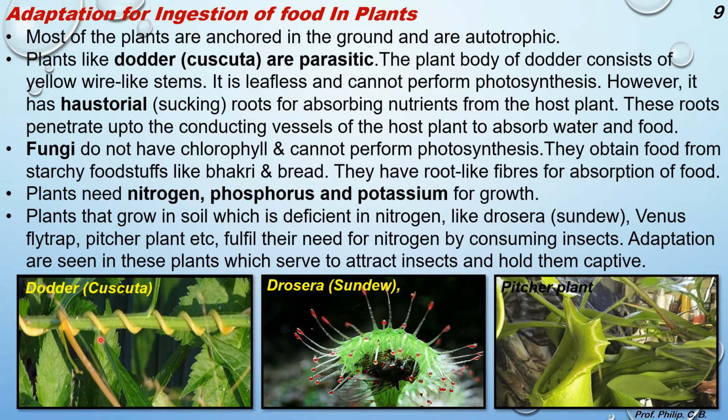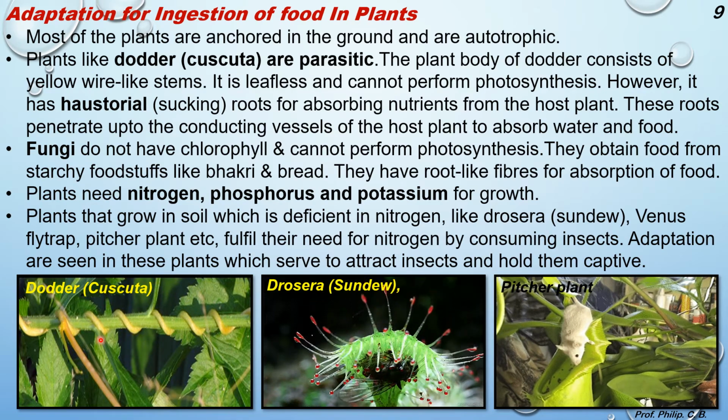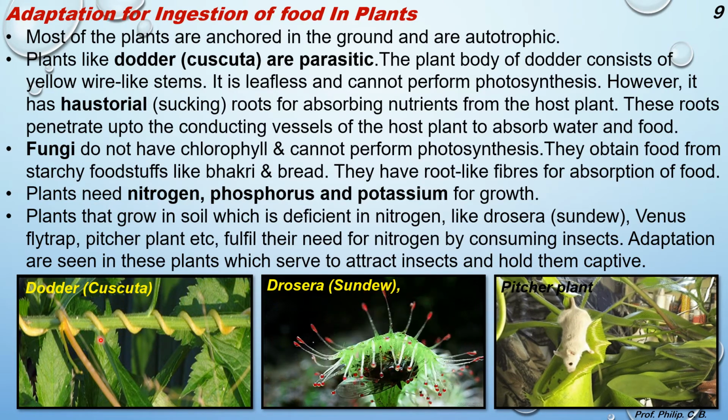Now if you observe this image carefully, there is a yellow wire-like structure surrounding another plant, right? So this Cuscuta does not have a leaf, and it is not green in color, because of which it cannot carry out photosynthesis, so it cannot prepare its own food. What is their color? Yellow, right? Because of the yellow color, they don't have any green pigment for photosynthesis, but they have got a special type of sucking root, which is called the haustorial root.